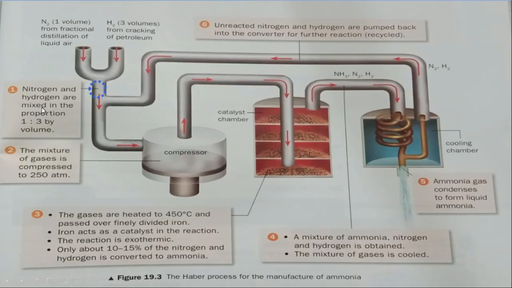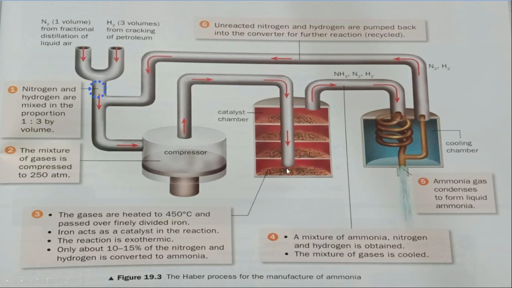How is the process carried out? You can see in this figure, the first step, 1 volume of nitrogen obtained from fractional distillation of liquid air, and 3 volumes of hydrogen obtained by cracking of petroleum. These are mixed, and then the mixture of gases is compressed by applying pressure to 250 atmospheres. The gases are heated to 450 degrees Celsius temperature and passed over finely divided iron catalyst. Iron is acting as a catalyst.